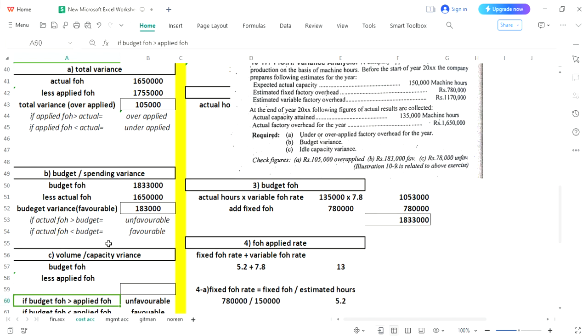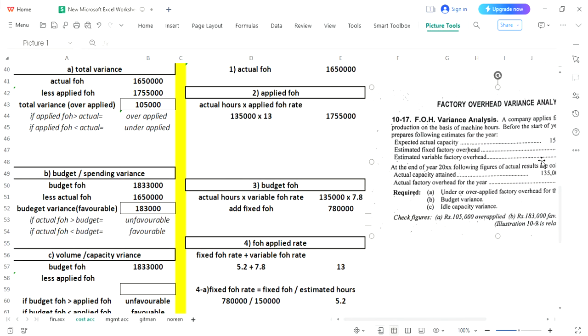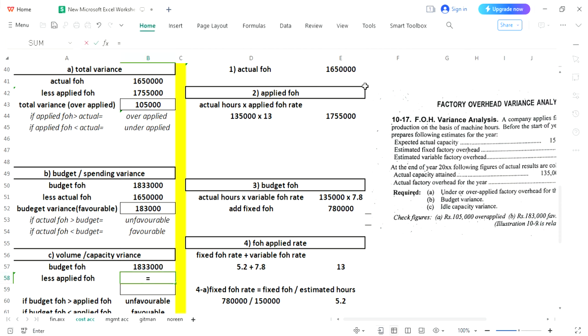And the third requirement was volume variance or capacity variance. For that we need to have budget FH, and you can see here you have calculated your budget FH. Total was 18,33,000. So put this 18,33,000 in front of budget, and the next thing you need is applied FH. You can see in the second requirement you have calculated your applied FH, which is 17,55,000. So you need to put 17,55,000 in front of applied FH.